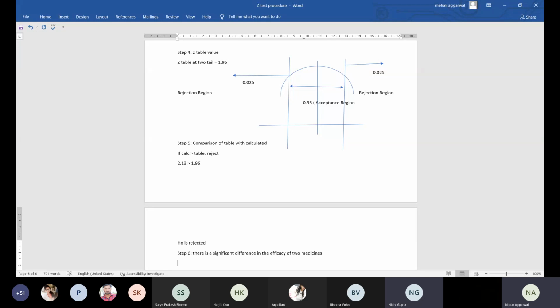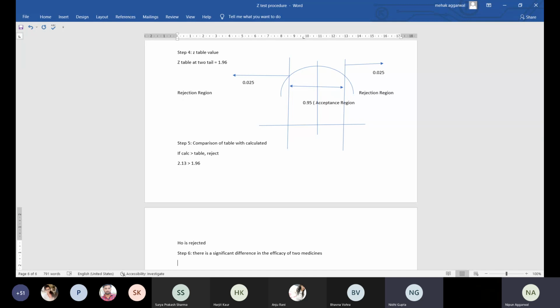Then we can compare whether there is a significant difference in the efficacy of Covishield and Covaxin. But if a third vaccine also comes, like suppose the Sputnik, then we cannot apply this Z test. If we compare that also, then we have to go with the F test. We cannot compare it with the Z test.